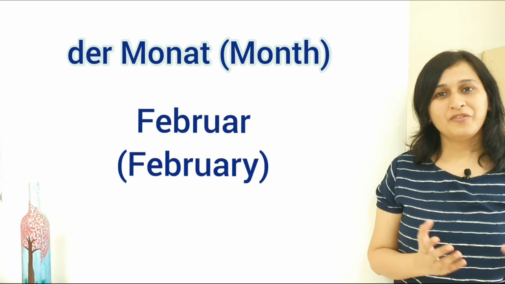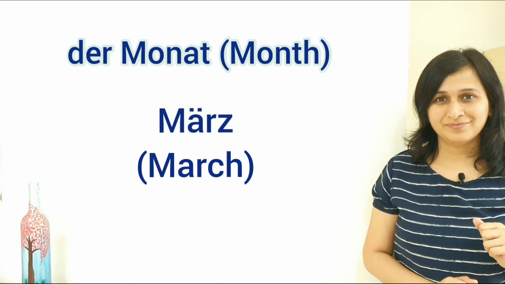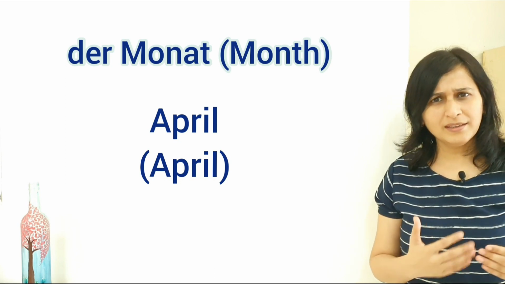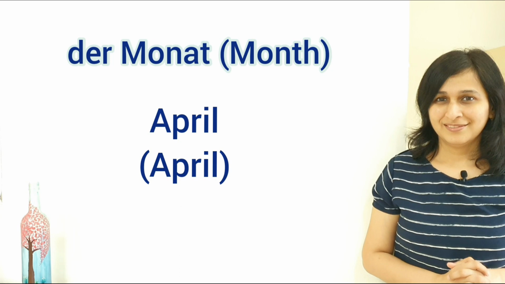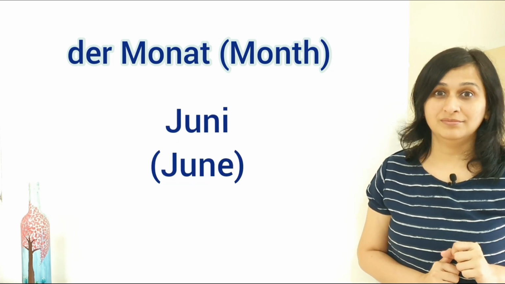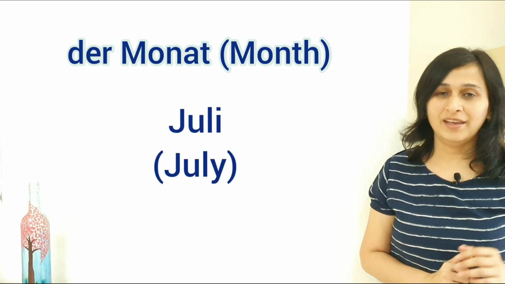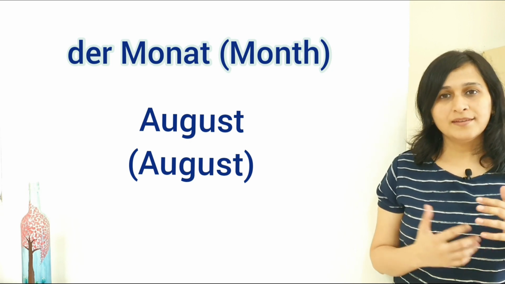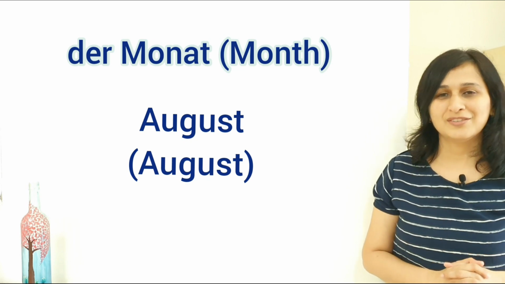February, February. März, March. April, April. You can see that the spelling is same but just the pronunciation is different. Mai, May. Juni, June. Juli, July. August, August. Again you can see that the spelling is same, similar to English, just the pronunciation is different.